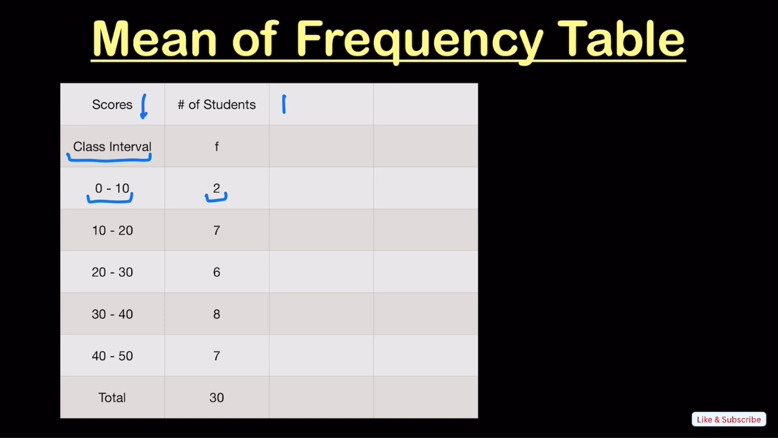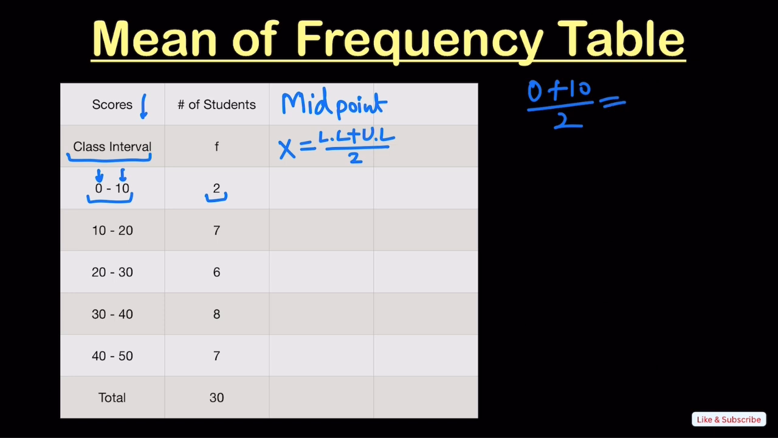So we find out the midpoint. Now how to find the midpoint? We denote the midpoint by x, or we can denote it by m. The formula for the midpoint is the lower limit of the class interval plus the upper limit of the class interval, divided by 2. Now what is the lower limit? This is the lower limit, that is 0. This is the upper limit, that is 10. So I'm going to do 0 plus 10 divided by 2. That gives me 10 over 2, which gives me 5. So the midpoint of the first class interval is 5.